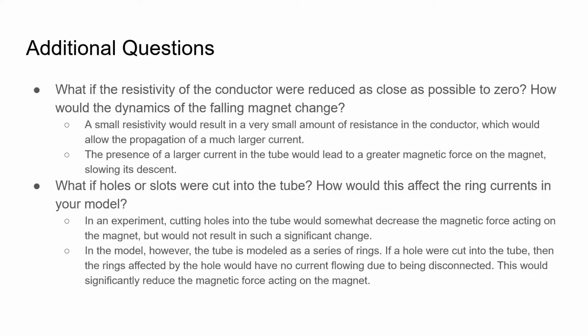But in the computational model, because the tube is modeled as a series of rings, putting a hole in the side of the tube would make some of those rings discontinuous. If there's any separation in one of the rings, there will be no current flowing through that ring. So if a hole were cut into the tube in the model, then the rings would have no current and therefore would have no magnetic force acting back on the magnet. So this would significantly reduce the magnetic force acting on the magnet in our computational model.